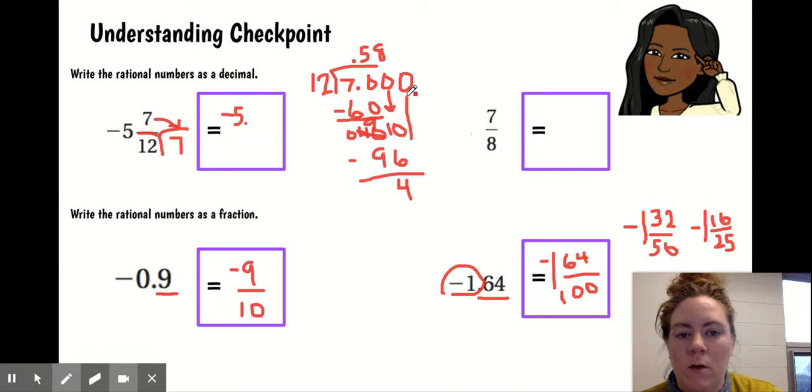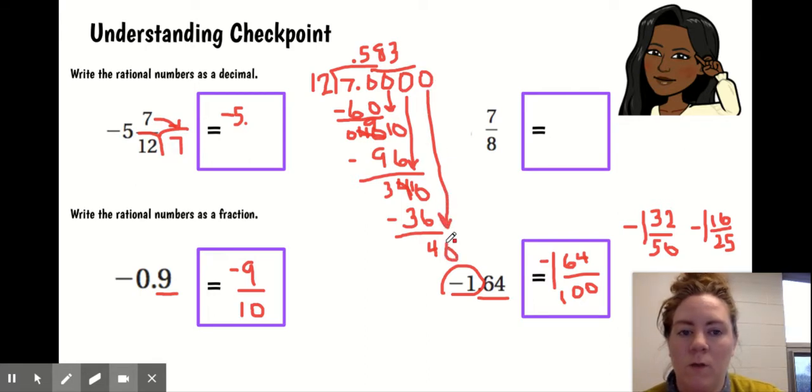Add another 0. Drop it down. How many times does 12 go into 40? Well, 3. You can make your line here longer if you want. Don't need to, but you guys see what I'm doing. It would be 36. Again, hopefully you can just see that 40 minus 36 is going to be 4. And if you remember, once you get to a point where you are repeating yourself, oh, look at that, I'm going to be at another 4. I'm going to be at this 4 forever. That's when you can put the line over it.